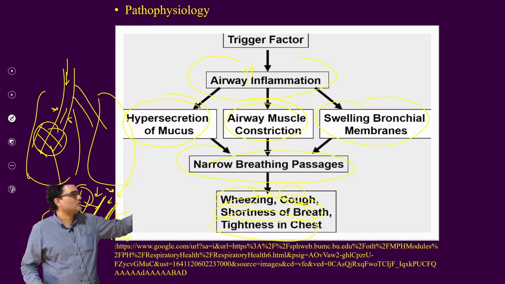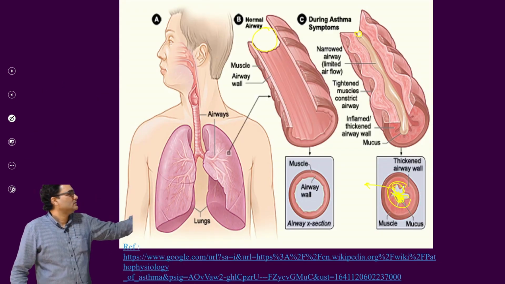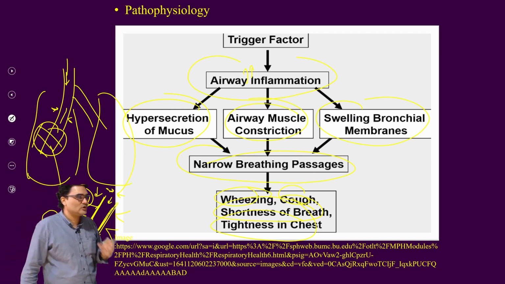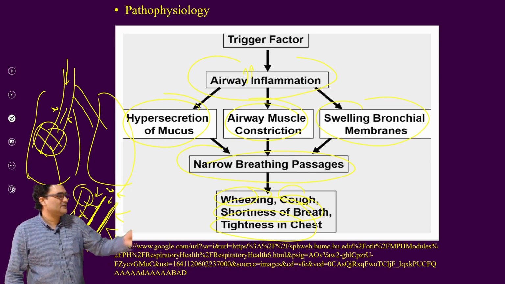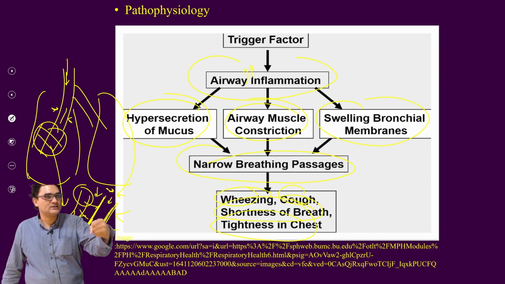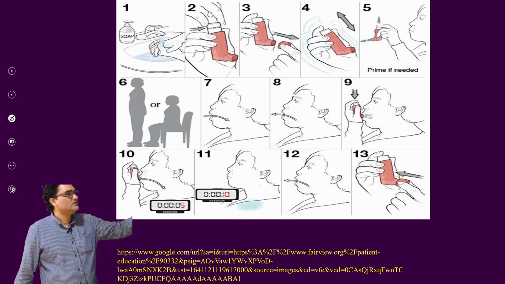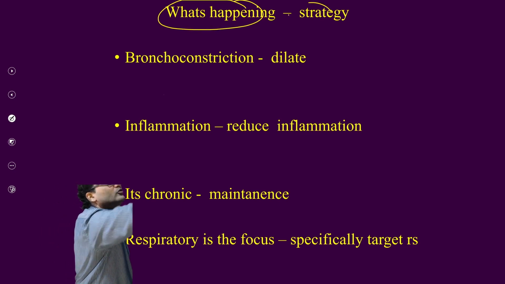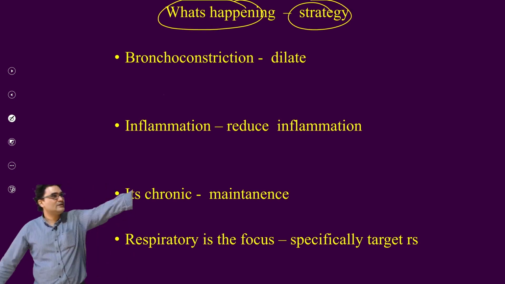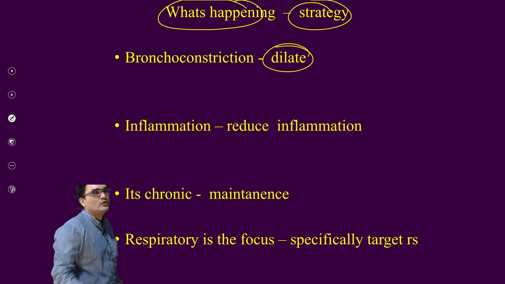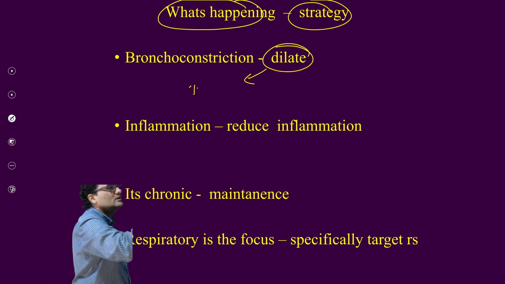So what should you do? Now you try to guess what are the drugs you are going to use. First and foremost, what did I say happens? There is bronchoconstriction. Okay, so because there is bronchoconstriction, what is happening and what strategy you are going to use. So there is bronchoconstriction, so what do you do, you dilate it. So you are going to use drugs which are bronchodilators.